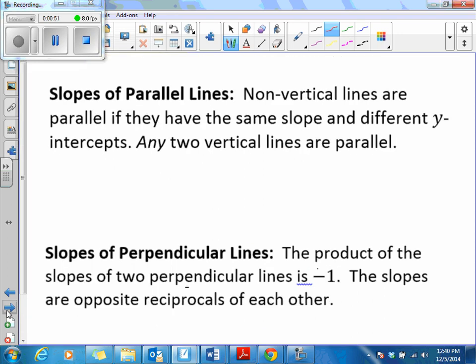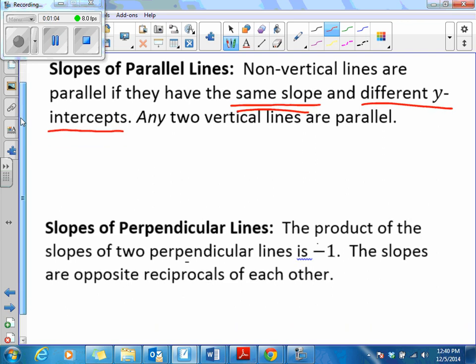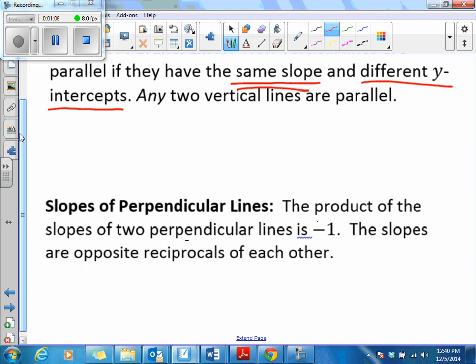Slopes of parallel lines: non-vertical lines are parallel if they have the same slope and a different y-intercept. Any two vertical lines are parallel, and that's because they don't cross the y-axis unless it is the y-axis, right?